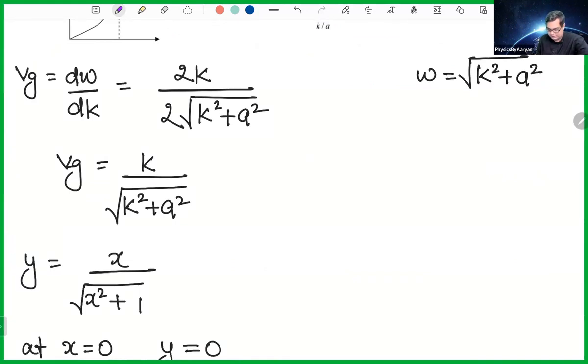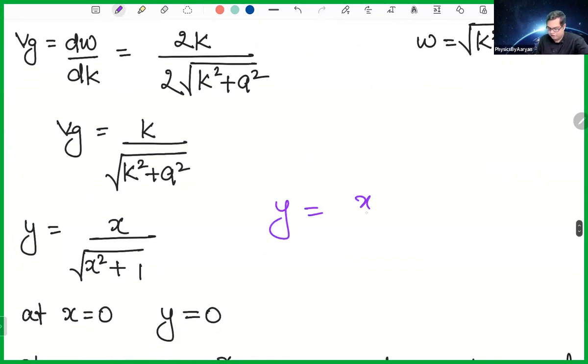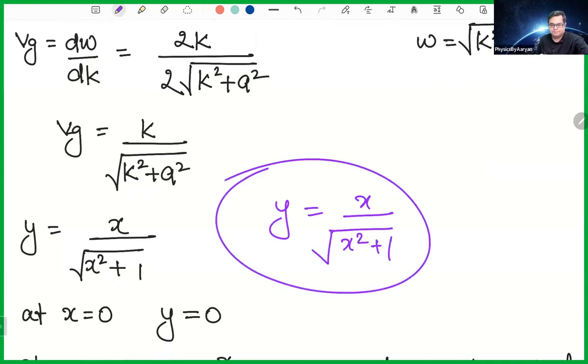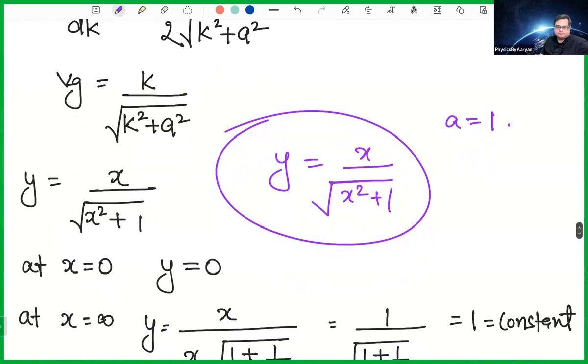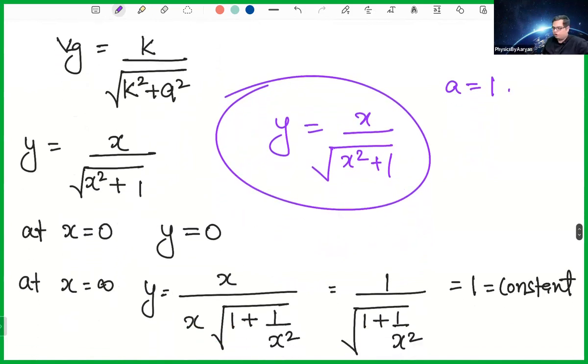How will you graph this? Let's take a simple case that y is equal to x by x square plus 1. Basically, I need to know the graph of this function. For k by a, we need to know the dependence, so that is why I take a as 1, because all I am interested in is how my graph is changing with k. So all I need to know is the graph of x by x square plus 1. So how to plot the graphs? If you watch my graph plotting lecture, then you know the very first thing: we try to see what will happen if x is 0.